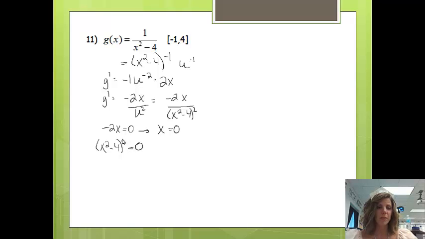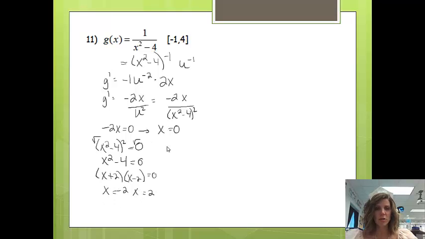First thing that I'm going to do is square root both sides to get rid of that square. So I'm really just having x squared minus 4 equals 0. And then I'm going to factor this into x plus 2 times x minus 2. And then my x values for this one would be negative 2 and 2. So I actually have three critical numbers. I have x equals 0, x equals negative 2, and x equals 2.